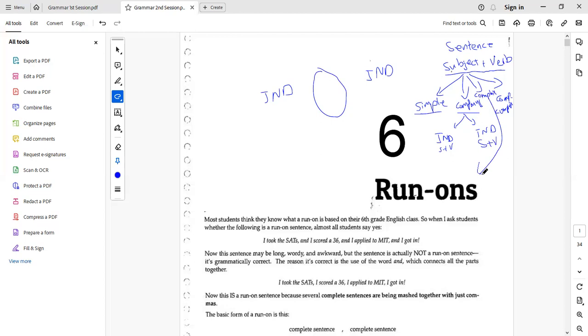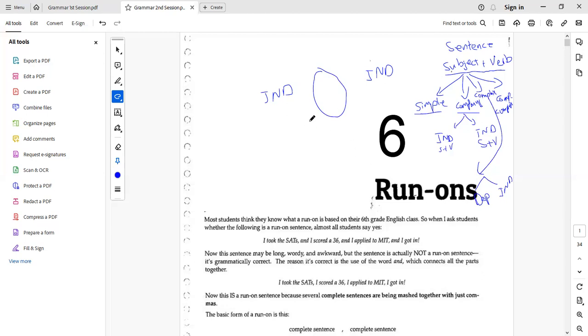What about the complex? The complex also has two parts: dependent and independent. But I'm not going to talk about it right now. The compound-complex must have at least two independent and one dependent. Okay, teacher, let's return to the core of the lesson.